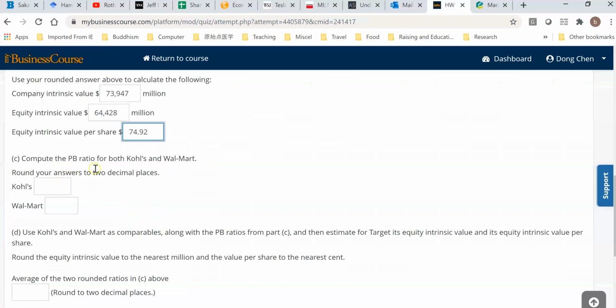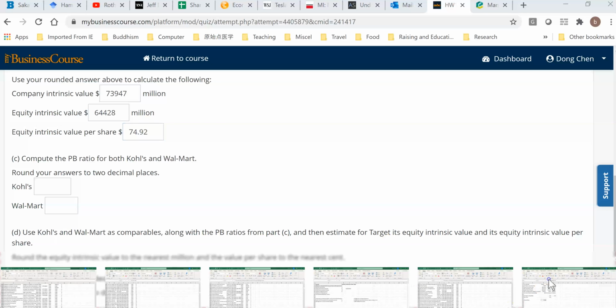So C, compute the PB ratio for both Kohl's and Walmart. The second part of this problem is using the PB ratio to do similar calculations. But as we noted earlier, because for the PB ratio the denominator is the equity performance measure, we don't have to subtract the NNO once we get the market value of the equity, unlike with the first market multiple. We can simply use the market value of the equity after we bring the average market multiple from the comparable firms to our own firm, and then we divide it by the number of shares outstanding to figure out the intrinsic value per share.